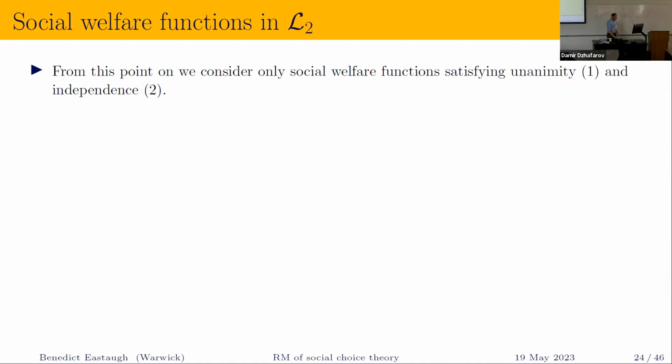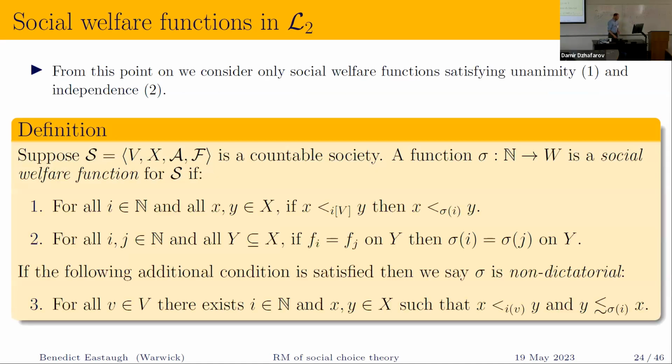Okay. And then a social welfare function is a function from indexes of profiles to weak orders, and it satisfies unanimity and independence. And if it satisfies the obvious formulation of non-dictatoriality, then it's non-dictatorial. So the definition of a social welfare function is the same as Arrow's, more or less.